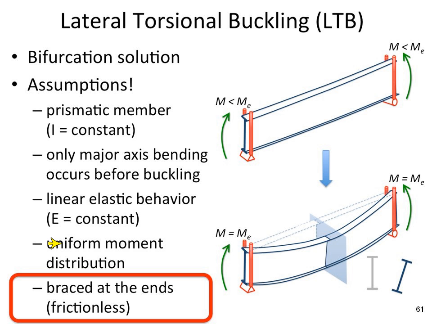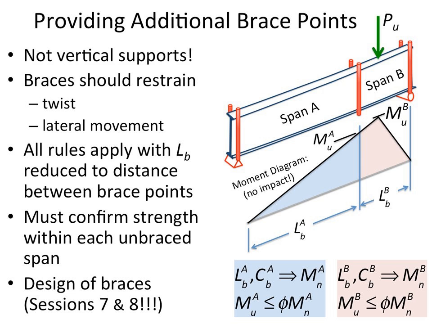A little bit about the brace conditions at the ends. Let's start changing that up. I want to just show you a couple examples here. First of all, braces are not vertical supports, and they don't have to be vertical supports. Braces are simply here to restrain twist and, if possible, provide some resistance to lateral movement. But the big ticket is restraining the twist.